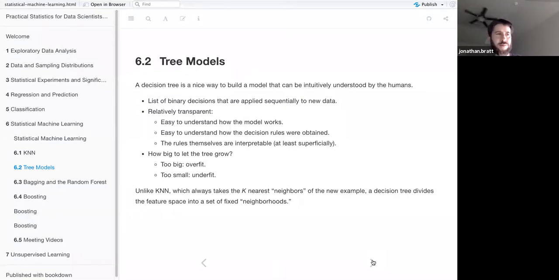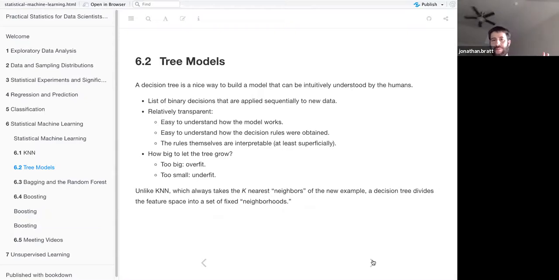I have some data set that I want to classify, and for a human, I have a set of rules. Let's say our data set is about height and weight. First, look at the height of the person. If it falls in this category, take this branch of the tree. If it falls in that category, take the next branch. Now look at the weight of the person. If it falls in this category, take this. It's a set of sequential rules that humans naturally think about it this way. So a decision tree is a nice way to build a model that can be intuitively understood by humans.